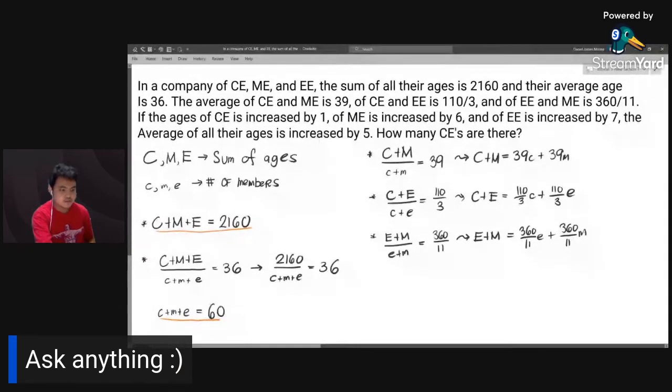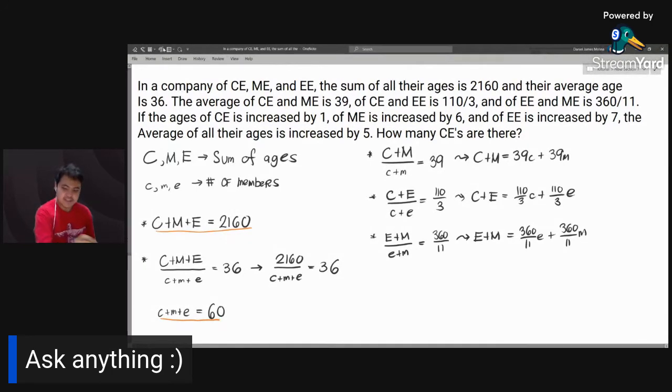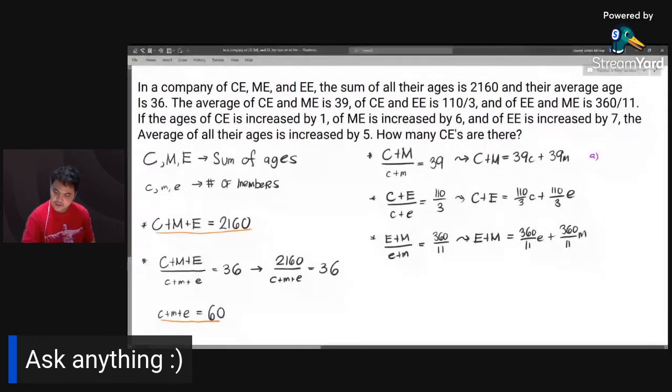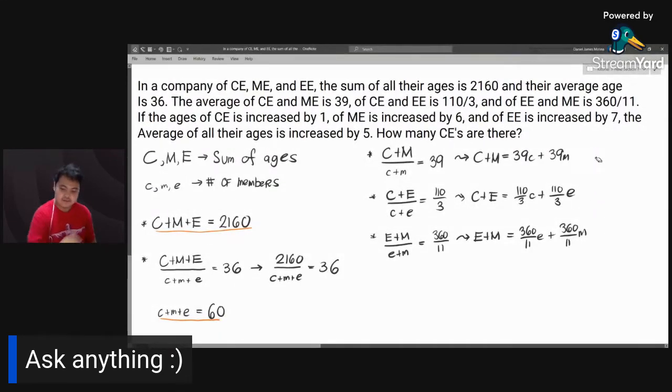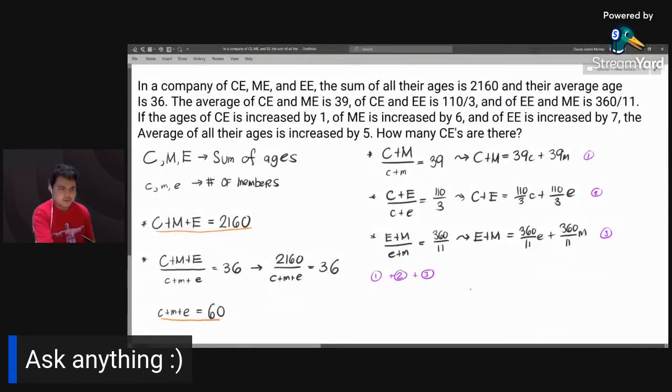Okay. So, as you may notice, pag itong mga to, pinag-add natin, magkakaroon ng C, M tsaka E, no? So, possible na ito yung makukuha natin. Check lang natin, no, kung mangyayari nga. Okay. So, palitan natin ng kulay para cute. So, add lang natin to. Let's say equation 1, equation 2, equation 3. Add lang natin. Ano kaya mangyayari?